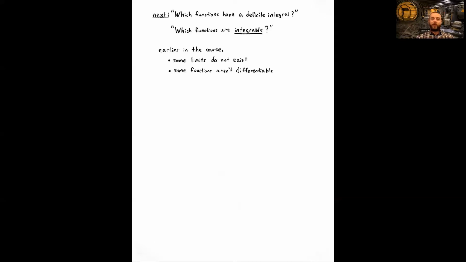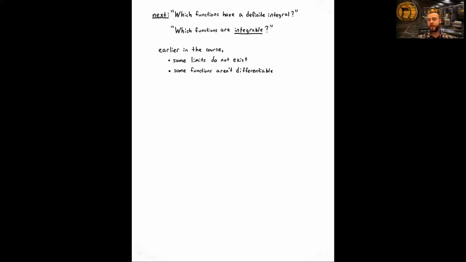What I want to close with is, since we gave a technical definition for definite integrals as a limit, again, we don't use that in practice. We don't evaluate the limit as the number of rectangles goes to infinity and then sum up an infinite amount of rectangular areas. That's highly impractical.